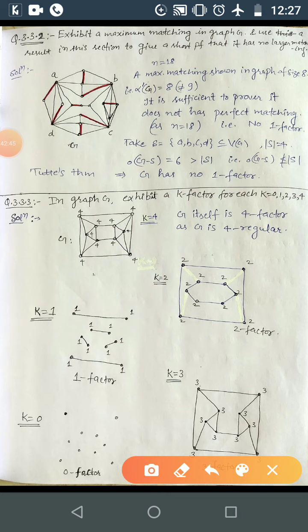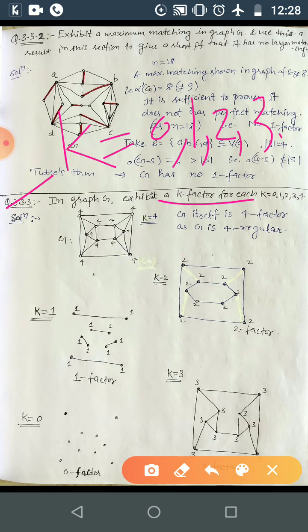Now you can come to question number 3, and this is the last question, I think. Yeah. So in this question a graph is given, and you have to find a k-factor for k equal to 0, 1, 2, 3, 4. If you look at this graph carefully, you will find that this graph is 4-regular. At each vertex we have degree 4, okay.